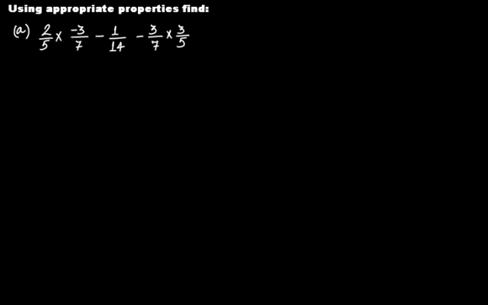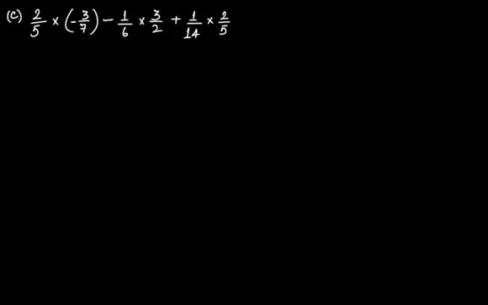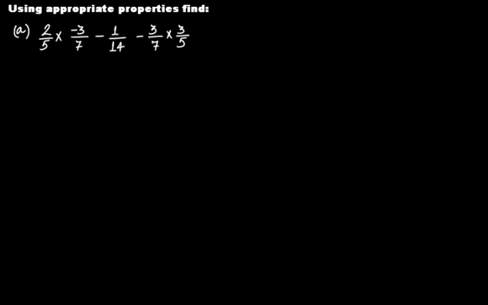In this video tutorial, we are going to discuss some problems on rational numbers that involve multiplication, subtraction, and addition. The problem is: using appropriate properties, find. This is one expression, this is another expression, and this is a third one. In all these three expressions, you have to find their values using appropriate properties. Now, if you're thinking, what does using appropriate properties mean?